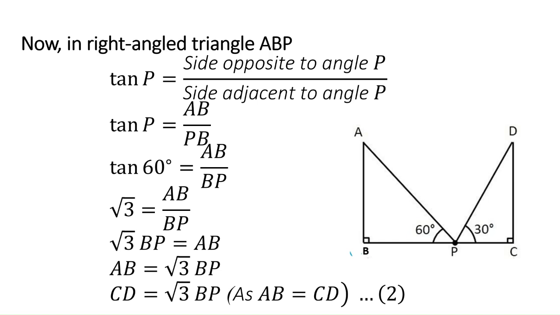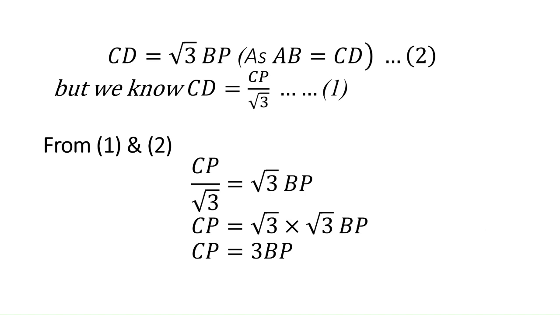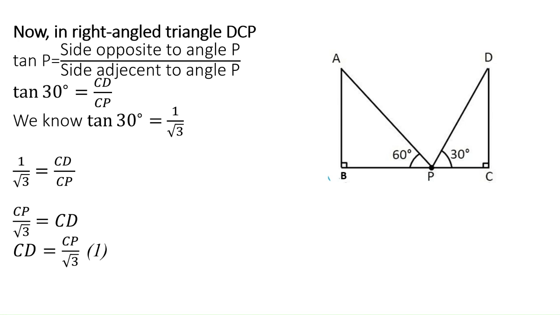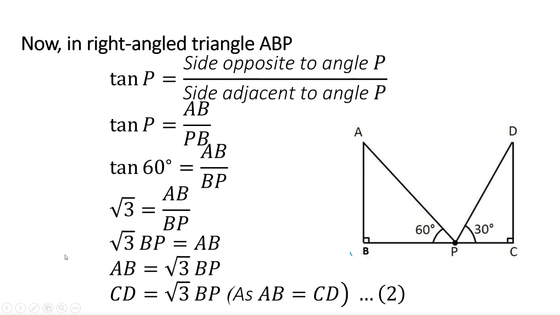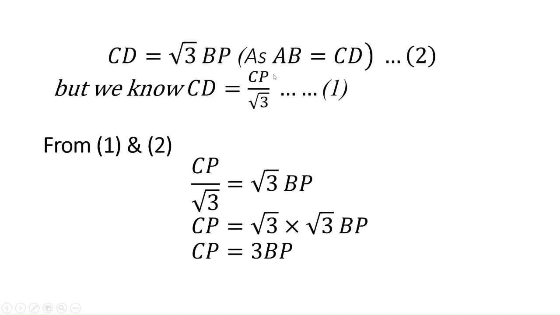Okay, so we have taken CD is equal to root 3 into BP. But in the first equation, we have found something. CD is equal to CP by root 3 according to the first equation, while taking the right angle triangle DCP. In equation 2, we find that CD is equal to root 3 into BP. So we are equating CD is equal to CD, obvious, no?